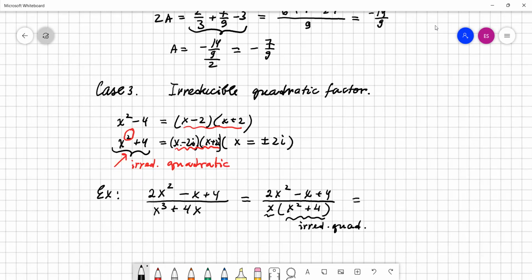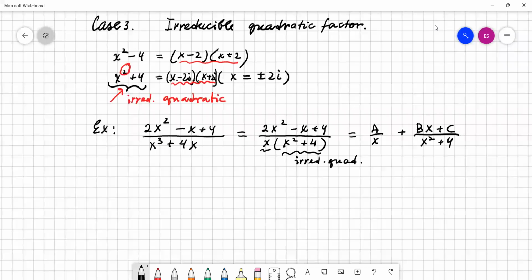Well, guys, how is it going to work? For x, it's like x minus 0, and I'm just going to have A over x. For this one, we are going to have two letters, Bx plus C. So the numerator of an irreducible quadratic factor is going to be a linear factor, Bx plus C. And that's the only difference we're going to have. Now, from this point, the solution is supposed to be exactly the same as you already had before.